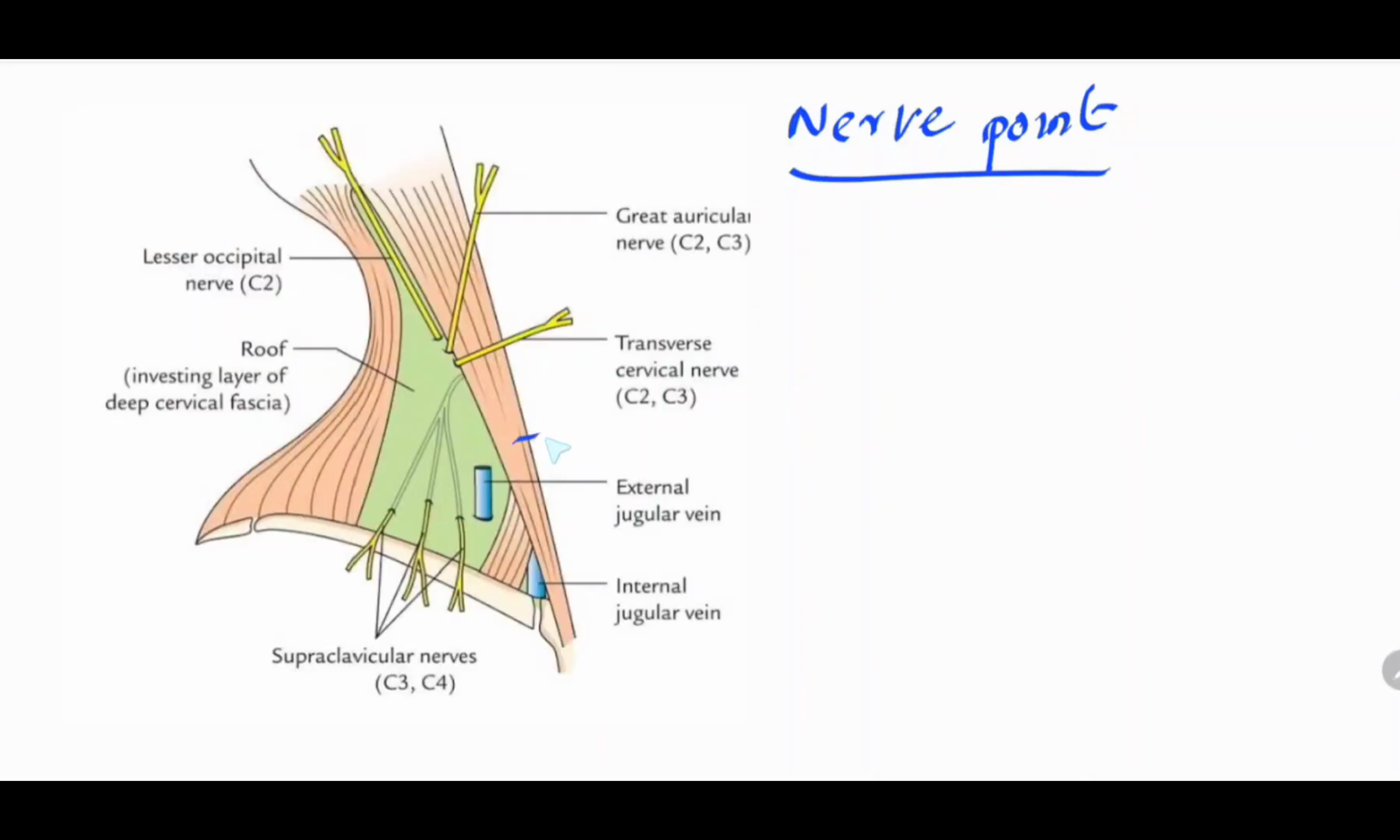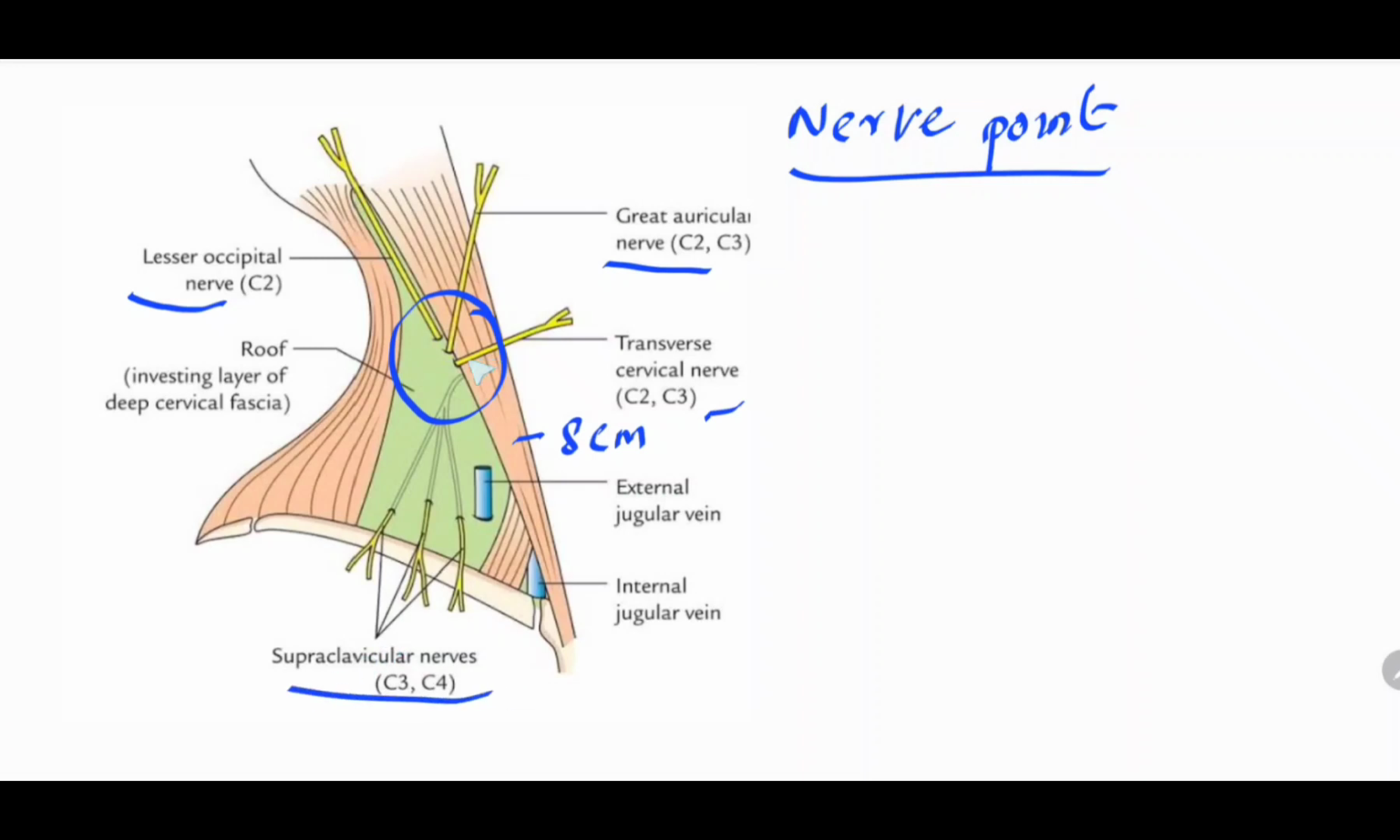So here you are seeing the sternocleidomastoid muscle. This is the anterior border of the muscle and here comes the posterior border of the muscle. Just look at this diagram. You can see that at the middle of the posterior border of the sternocleidomastoid, there is a particular point through which four cutaneous nerves emerge. So we have the lesser occipital nerve, greater auricular nerve, transverse cervical nerve and the supraclavicular nerves.